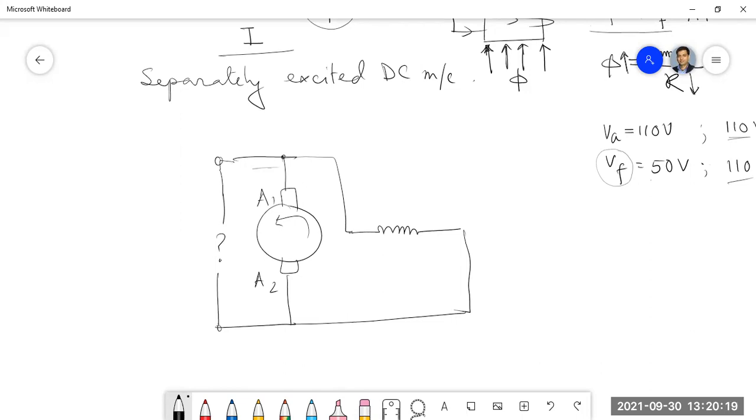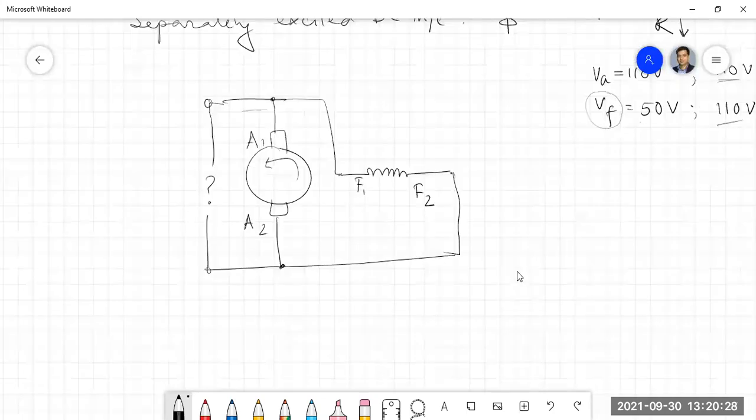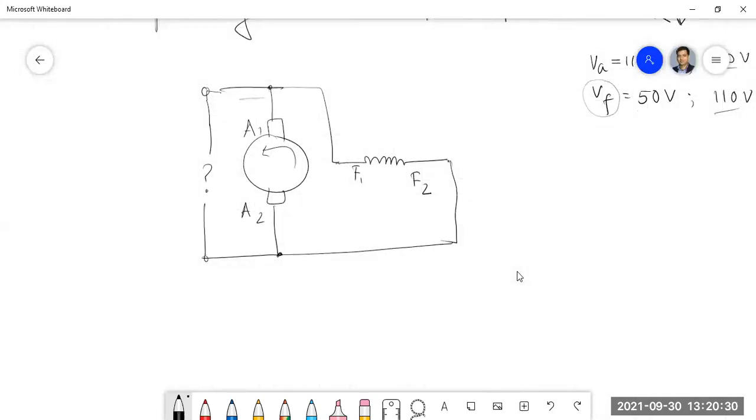Yes, sir. So this is another scheme. This also can be used. And this scheme is called the self-excitation or self-excited decimation.